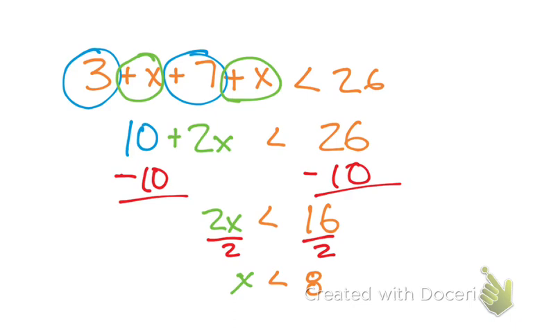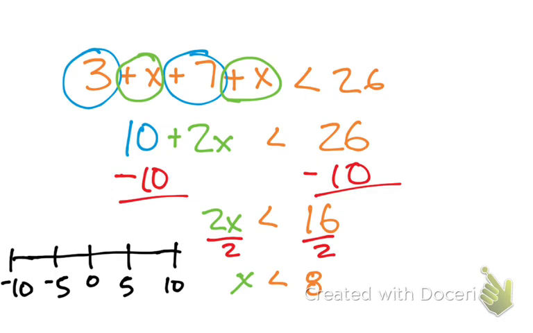Finally, I can apply my skills that we talked about before on a number line. I could show that value of 8, and I could show any number that is less than that value of 8 would be equal to x in this example.